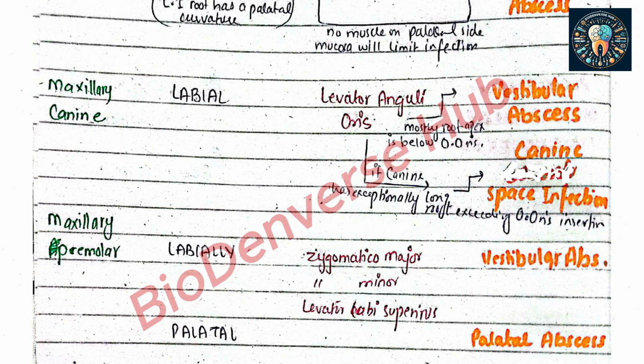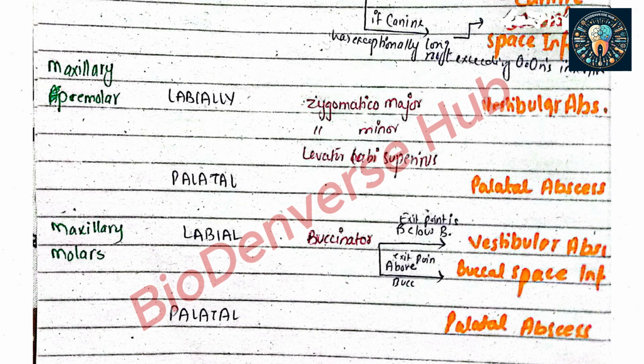After that, if the premolars have palatal roots as well, there is a higher probability that they will cause a palatal abscess. So for the buccal roots, there is a chance of the infection perforating through the labial cortical plate, or if a palatal root is present, it will cause a palatal abscess.